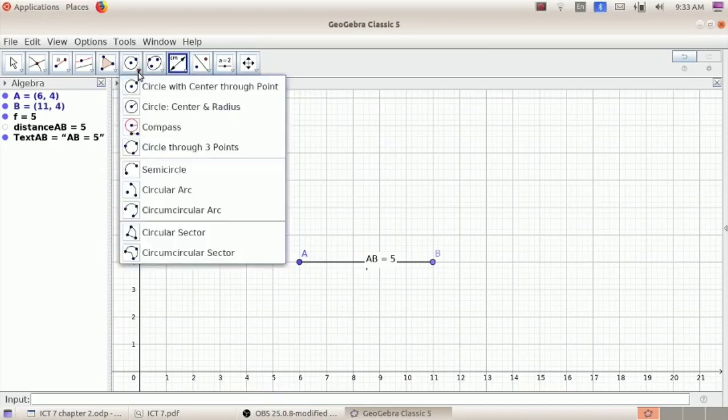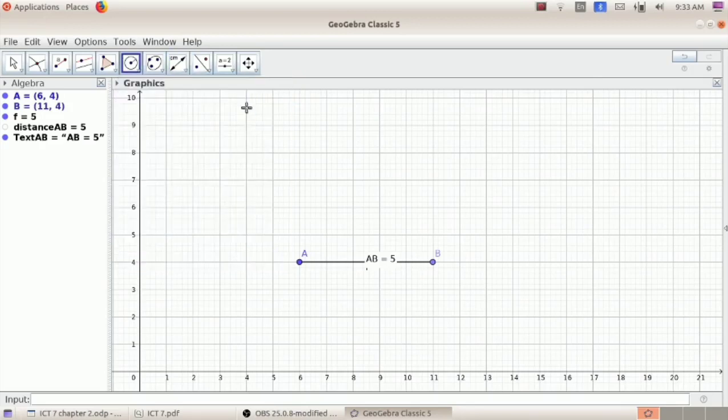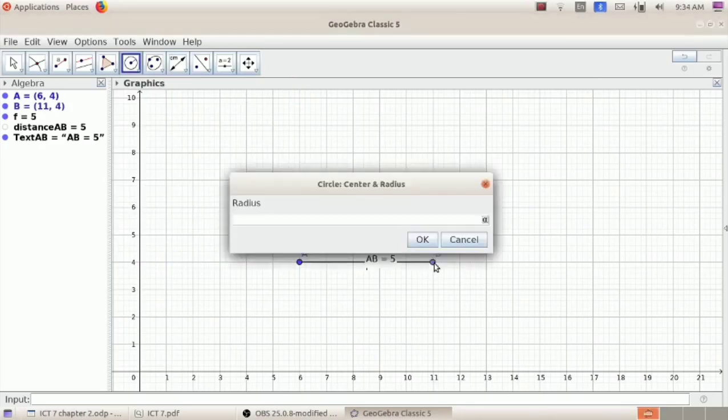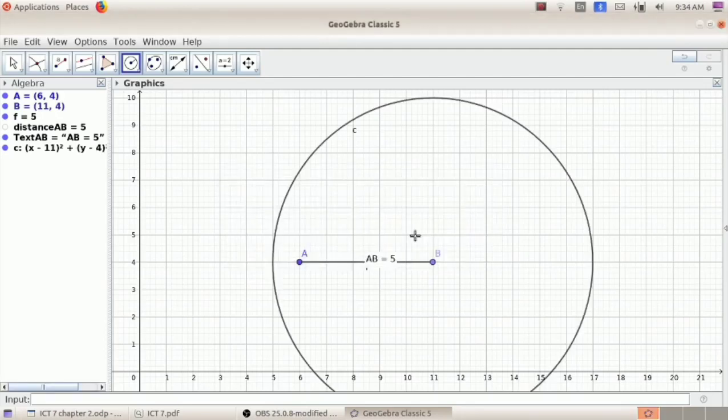Here we have circle, center and radius tool. Select that. Then click on this point B. Then this window appears. Here we have to give the radius for that circle. In our question, it is given that the line segment BC should be 6 centimeters in length. So we'll give 6 centimeters as the radius of this circle. We'll give 6. Then click on OK button. Now we got a circle with radius 6 centimeters and center B.